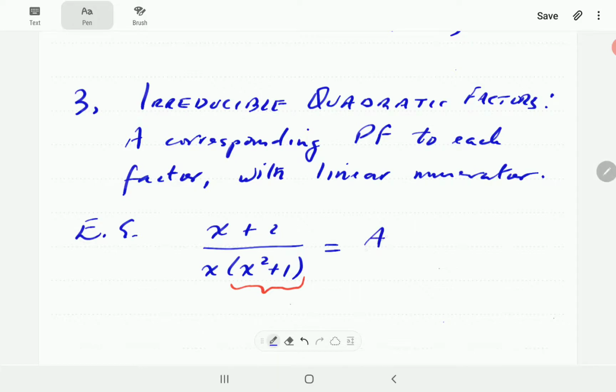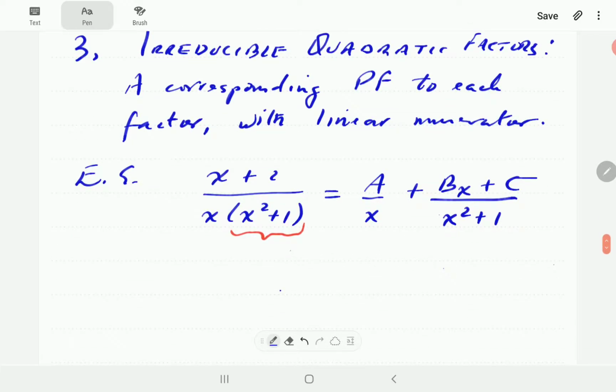So the first one is going to be a over x, and the second one is going to have a denominator x squared plus 1. In the numerator we are going to have a linear term, b times x plus c, where b and c are unknowns. And then you can see now we've got 1, 2, and 3 unknowns. So that's the difference. If you've got an irreducible quadratic, then the numerator is always going to be linear.